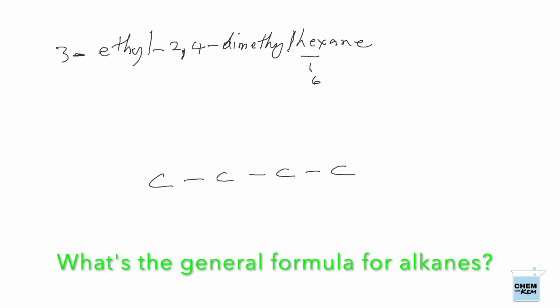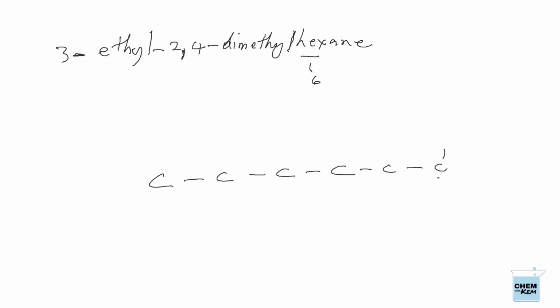Okay, was correct. CnH2n+2. And then for alkene, it's CnH2n. That's right. Okay, thank you. You're welcome.